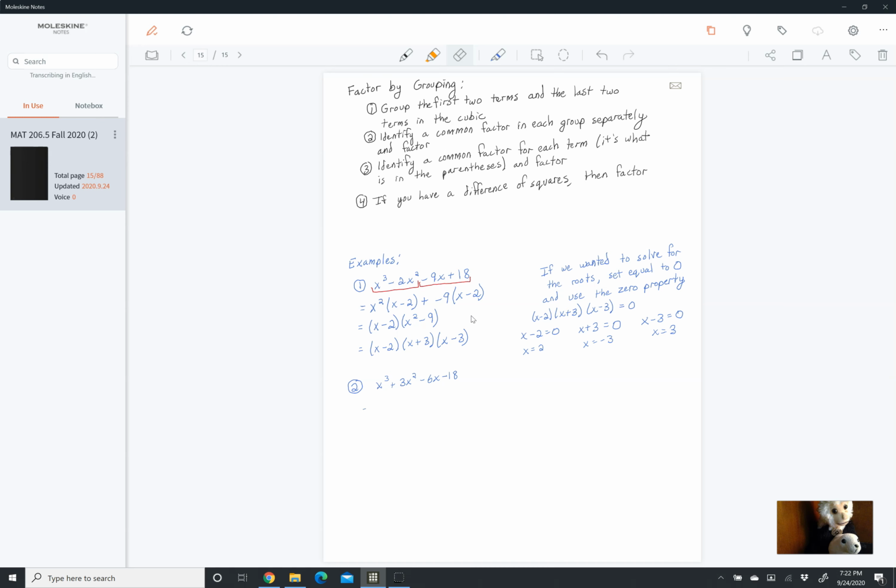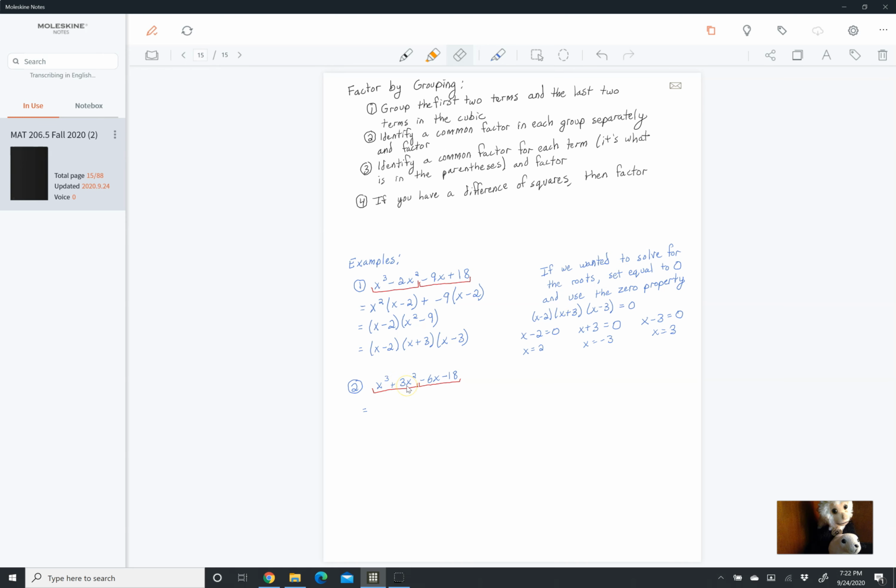Okay. And we're going to do the same thing here. We're going to group these into 2 groups. So we have the first 2 terms. Notice factor by grouping works best when we have an even number of terms. The negative in front of the 6x goes into that second group. And we look in each group to see what both of the terms in that group have in common. So notice we look at the groups separately.